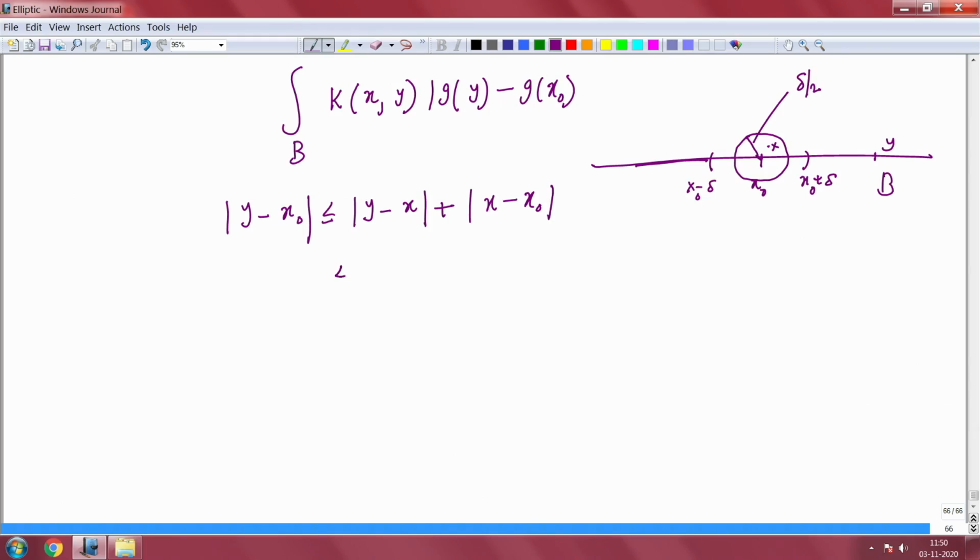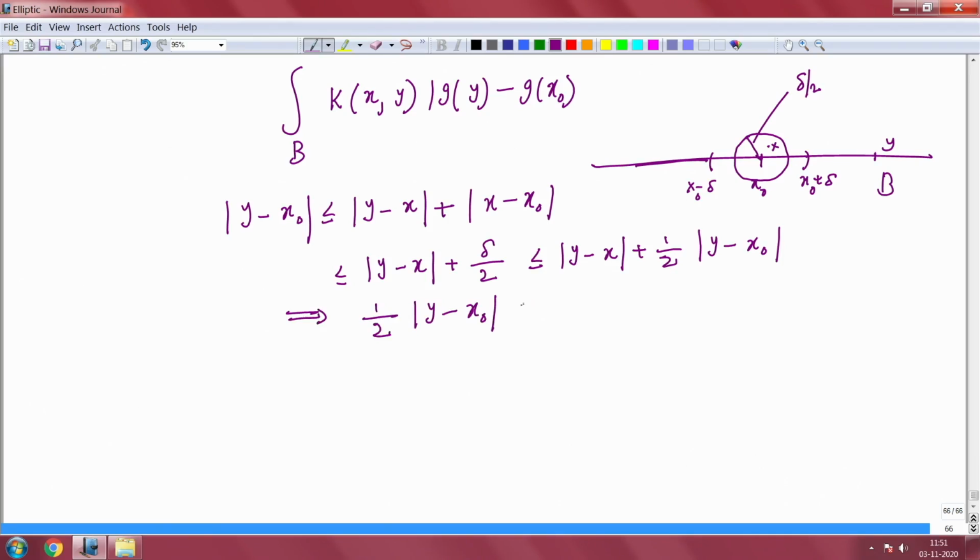This is less than or equal to modulus of y minus x plus modulus of x minus x naught, and x minus x naught is less than or equal to delta by 2. But that can be written in terms of modulus of y minus x, since y is here, away from x naught. So, delta will be half of y minus x naught, you see, right, this delta is then equal to half of y minus x naught. So, this gives you half of modulus of y minus x naught; if you take this to the left side, it is less than or equal to mod y minus x.